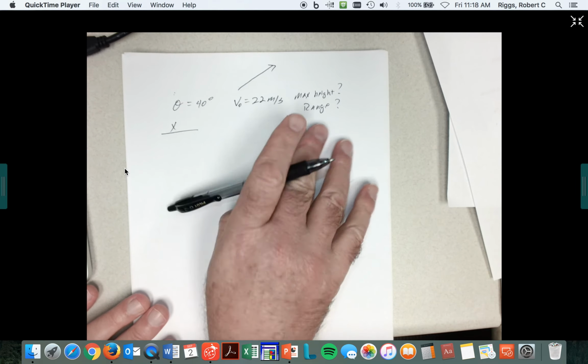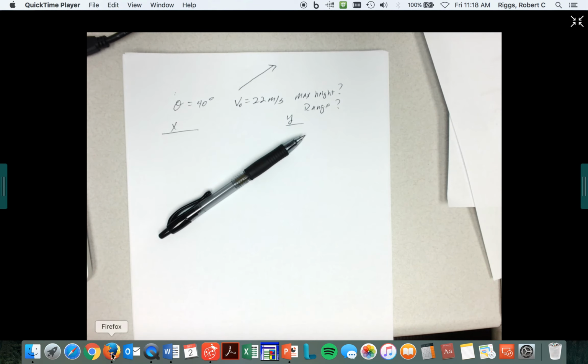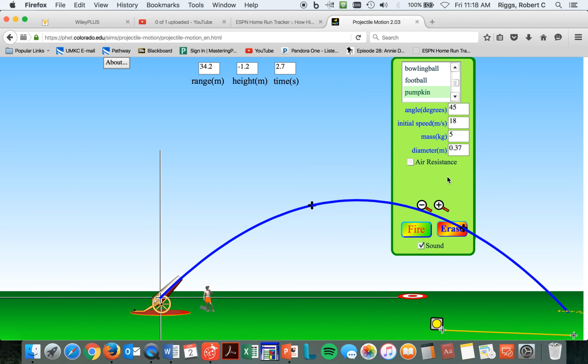Hey, I bet you we could go to that little video tracker thing, and if we neglect air resistance, make an initial speed of 22, make it a football, and an angle of 40 degrees. And if we measure it from this point, from where it was actually kicked, I think we'd lose a little bit. I think we're going to get a pretty good, oh, 40 degrees.